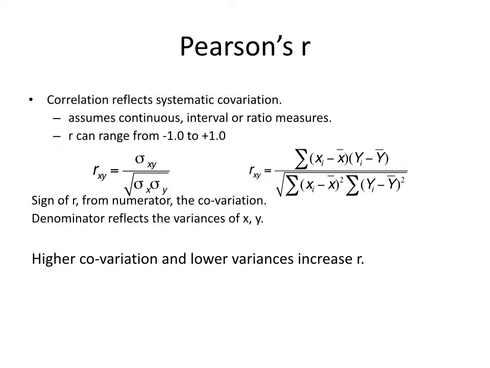And you can look at these and see that the sign of R comes from the numerator, which is the covariation factor. And the size of R comes predominantly from the denominator, which reflects the variances of X and Y. So whether a deviation from X in a positive direction is associated with a deviation in Y, also in a positive direction, determines the sign. Higher covariation and lower variances increase R.